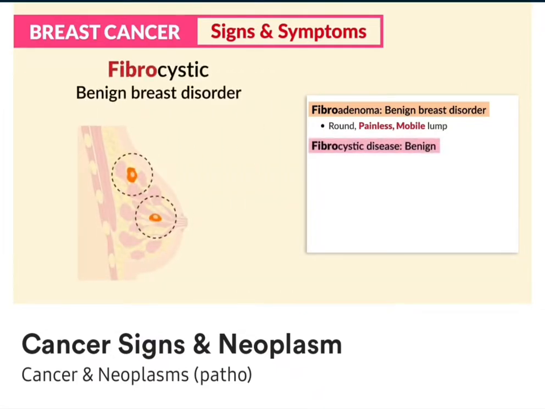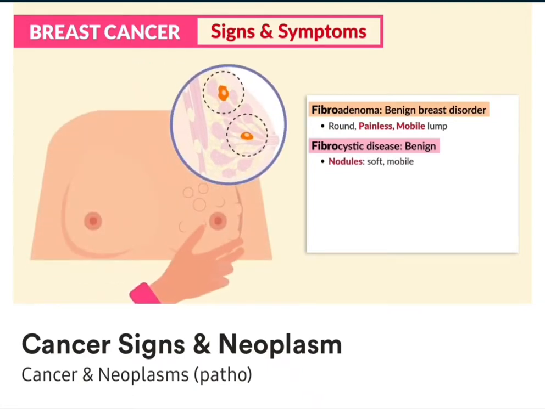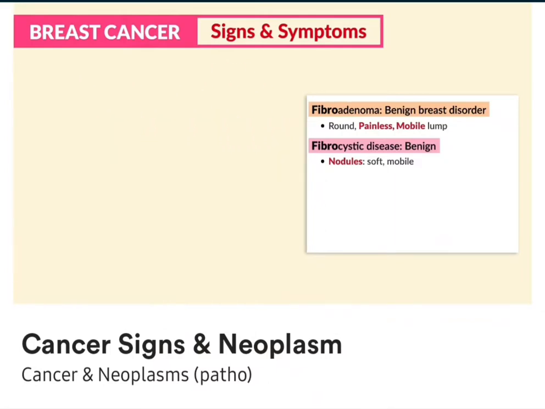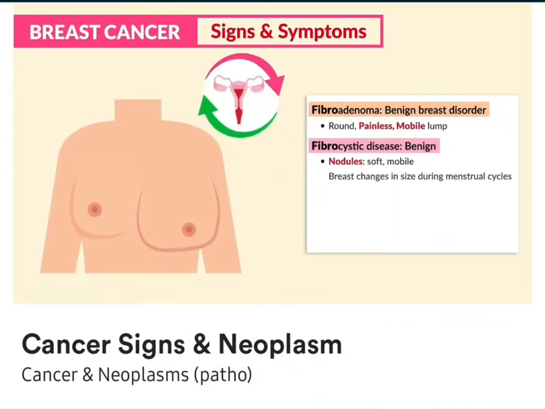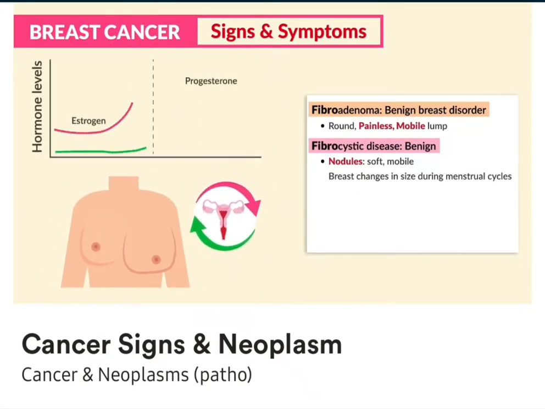Now, fibrocystic disease is also benign. These are nodules that are soft and mobile. The key term here is mobile. And another key term to write down is that breast changes in size during menstrual cycles, as the size correlates to the level of estrogen and progesterone levels.